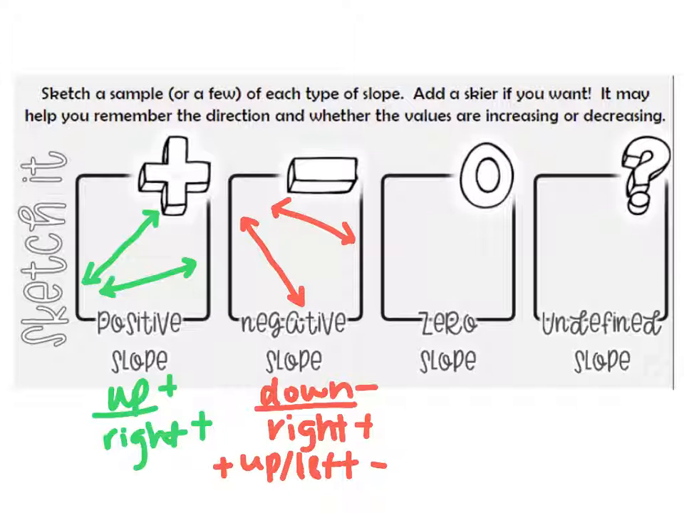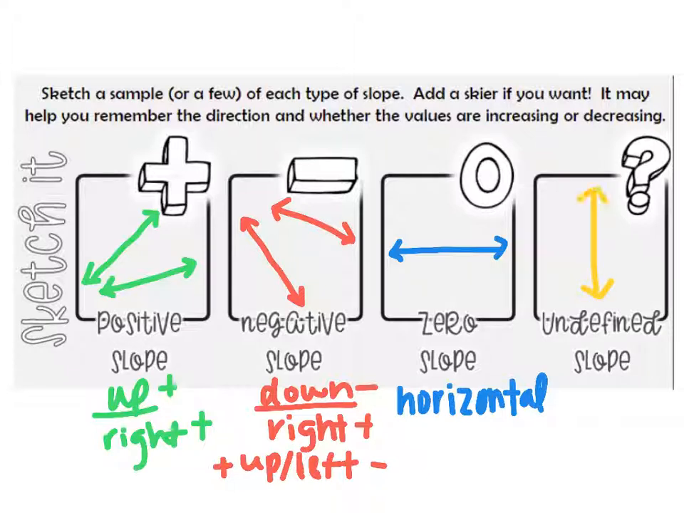Zero slope, which we just talked about, is a horizontal line. Zero slope will always be flat. It's not going up, it's not going down, it's flat, so it's 0. It's not going anywhere. This is always horizontal. Undefined slope, again, we just talked about that. That will always be a vertical line.